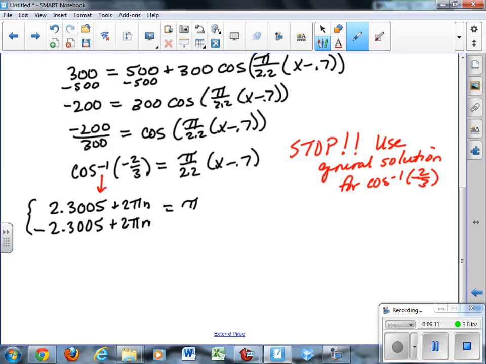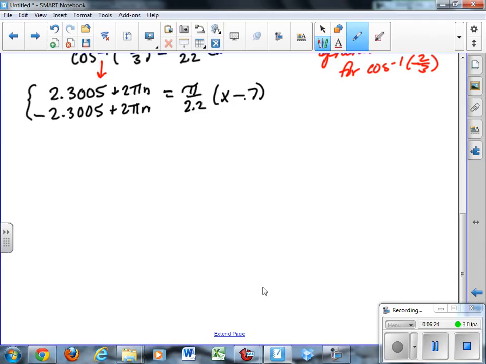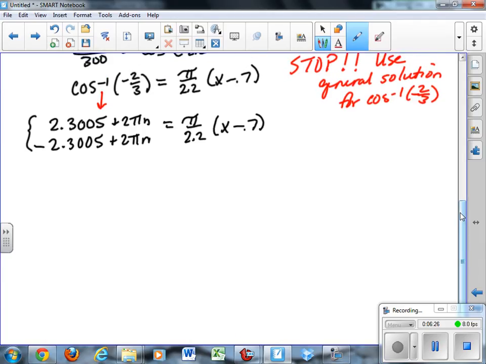Then I'm going to finish solving. The next thing I have to do is get rid of what's outside the parentheses, because I can't deal with the negative 0.7 until I get rid of what's outside the parentheses. So I need to multiply both sides of my equation by 2.2 over pi.